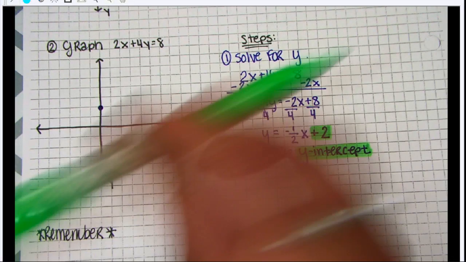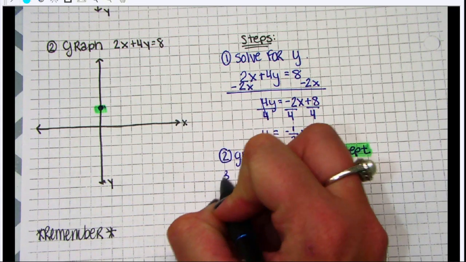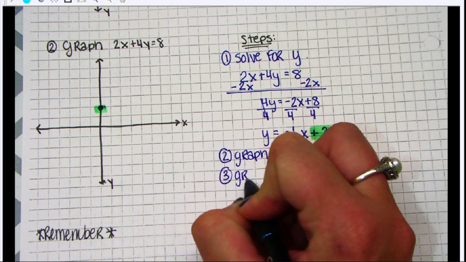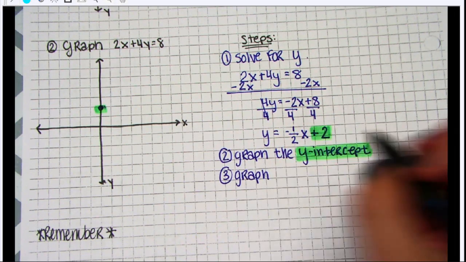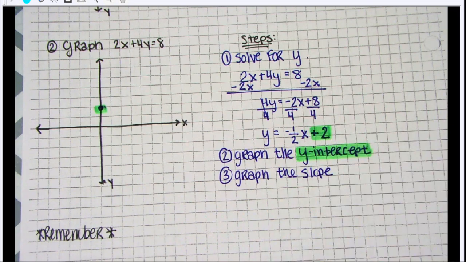So first thing you got to do is solve for y. If it's already solved for y, you're in luck. That's a good thing. Then what do we do? Okay, so we're going to graph slope. Where do I start to graph the slope? So where do I graph the slope at? Where do I start?